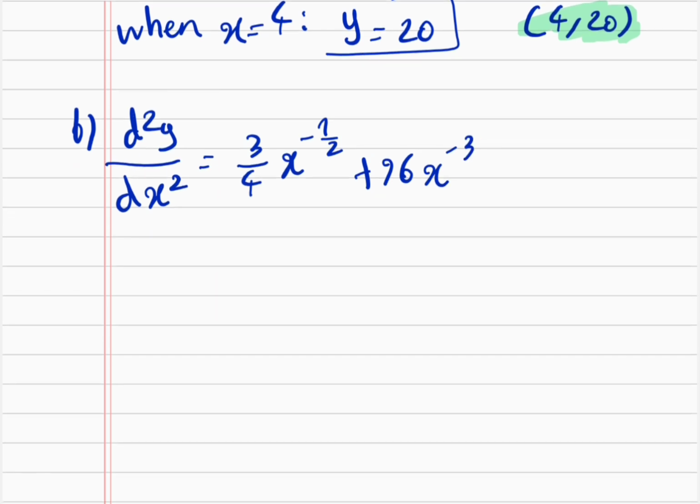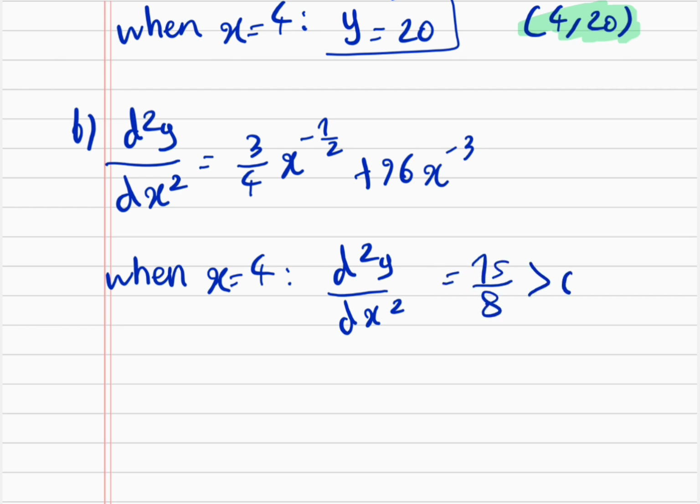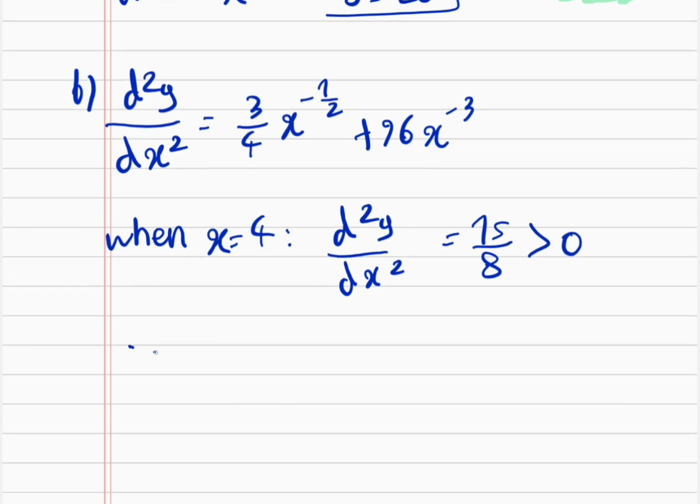At this point, we just need to substitute x is equal to 4 into the second derivative and see what the sign of the second derivative is. So when x is equal to 4, the second derivative, d squared y by dx squared, is equal to 15 over 8. And that's positive. Since the second derivative is positive, we can conclude that this curve has a minimum. That's very important. It's just because of the sign of the second derivative, and that determines the nature of the stationary point. Okay, that's it for this video, and thank you for watching.